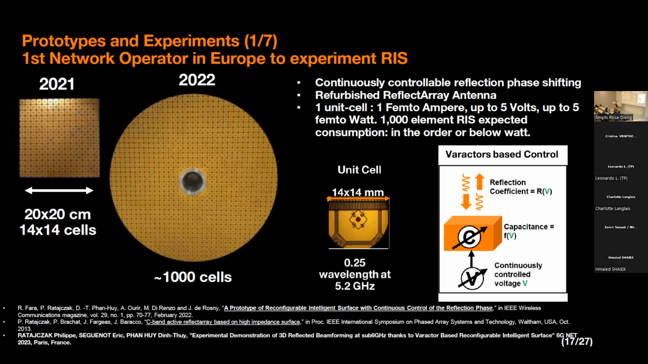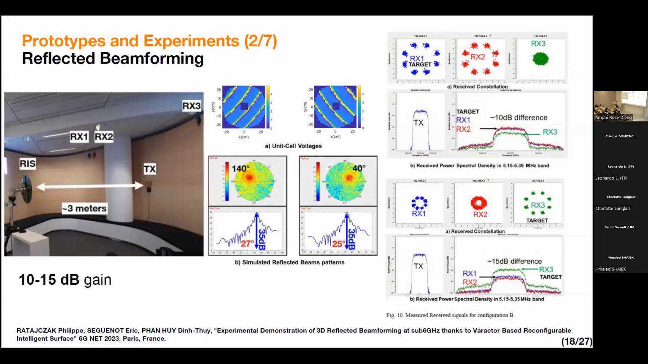The second thing is energy efficiency. So for this particular prototype, based on our computation, it should be able, with the right design, to achieve below watt energy consumption because it's using femtoampere current and up to 5 volt per unit cell, and with 1,000 unit cells, it's below watt. Okay, and so we tested that for two use cases, boosting the coverage with low power consumption.